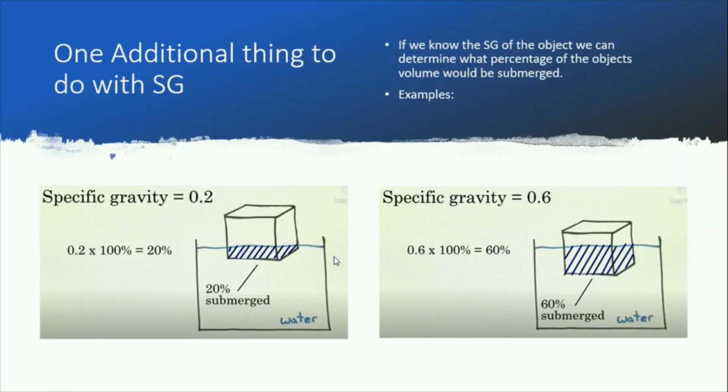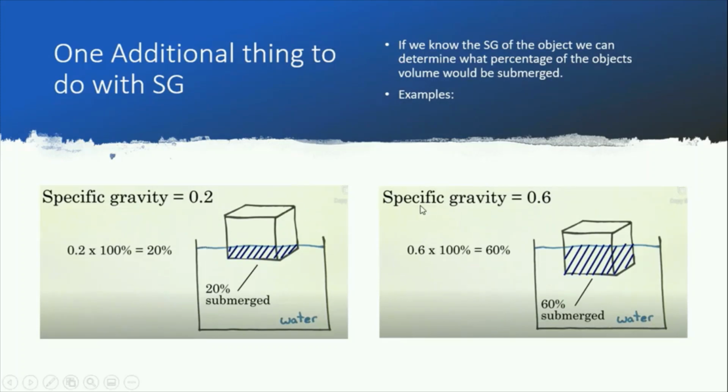One additional thing that you can do with specific gravity that's kind of cool. If we know what the specific gravity of the object is, we can determine what percentage of the object would be submerged. So I did two example problems. If the specific gravity was 0.2, it would mean take 0.2 times 100%. It means 20% of the object is underneath the water.